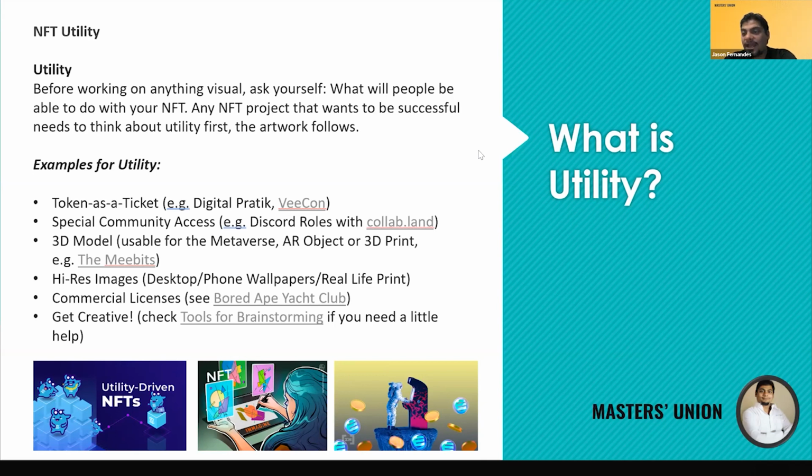Another is obviously high resolution images. So this is pretty standard. If you have a really good artwork, and somebody wants to hang that up or print a high resolution version, they would need a high resolution version. So oftentimes photographers might take photographs and put a thumbnail version of that as cover art. And then in order to actually own that particular high quality image, you have to buy the NFT. Another is sort of commercial licensing.